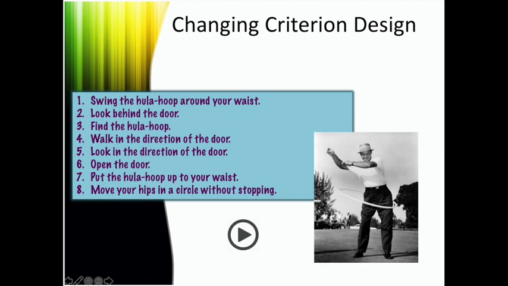So I'm going to tell you the correct order of steps by number. So pause the video if you haven't figured it out yet. But the correct order is 5, 4, 6, 2, 3, 7, 8, 1. And that's changing criterion design.